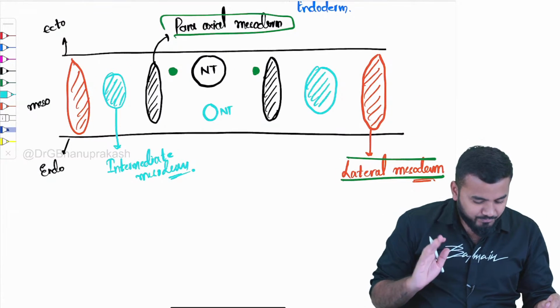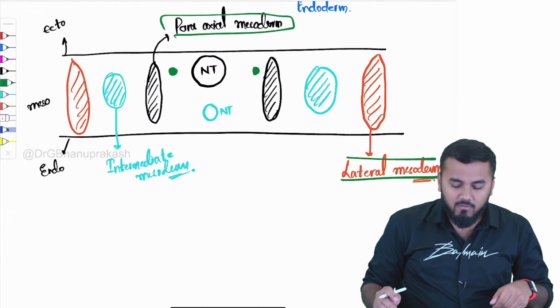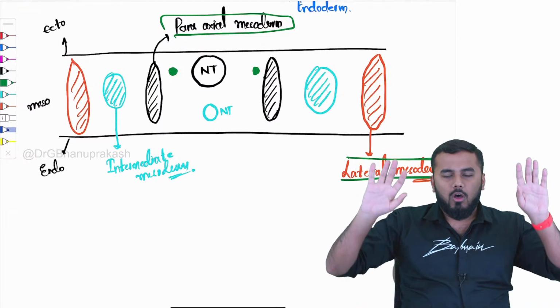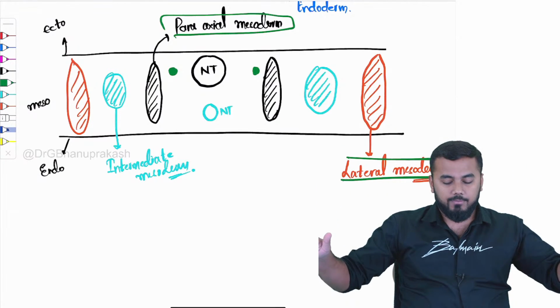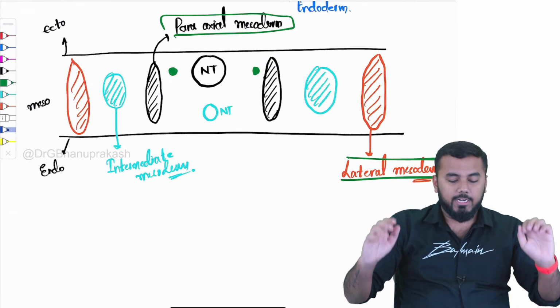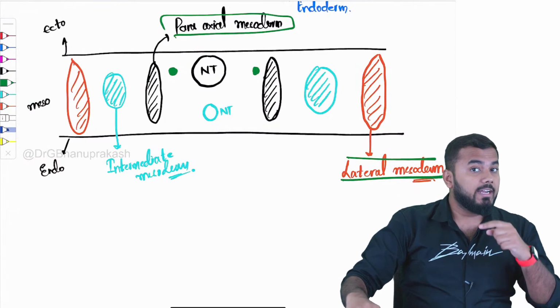Anyways, so far what you have learned is there is something called notochord. On either sides you have got lateral mesoderm. Then you have got paraxial mesoderm. In between both of them you have got intermediate mesoderm. Now look, why did I teach you this?